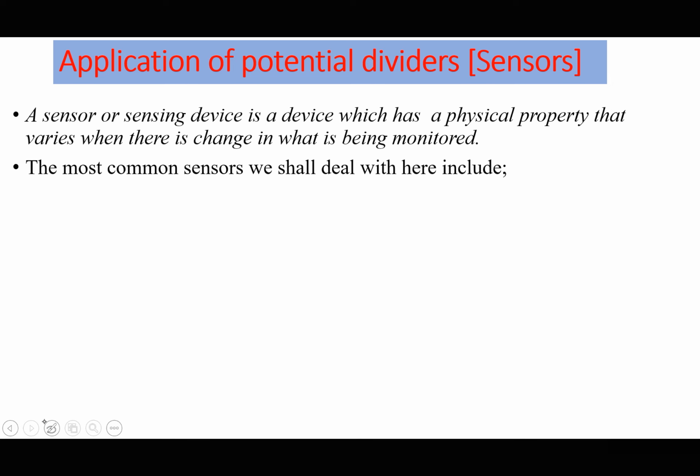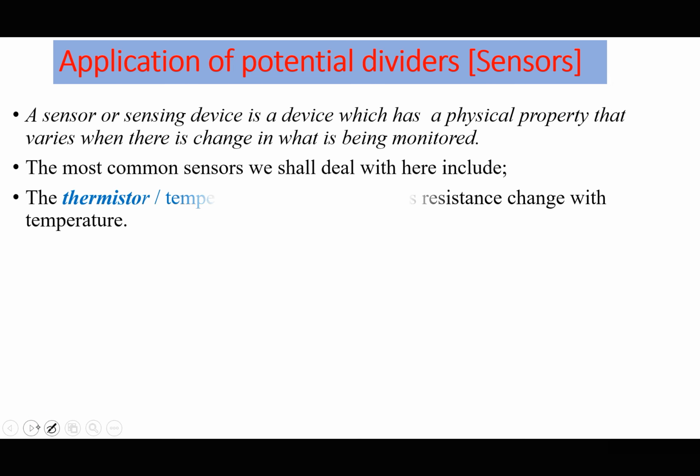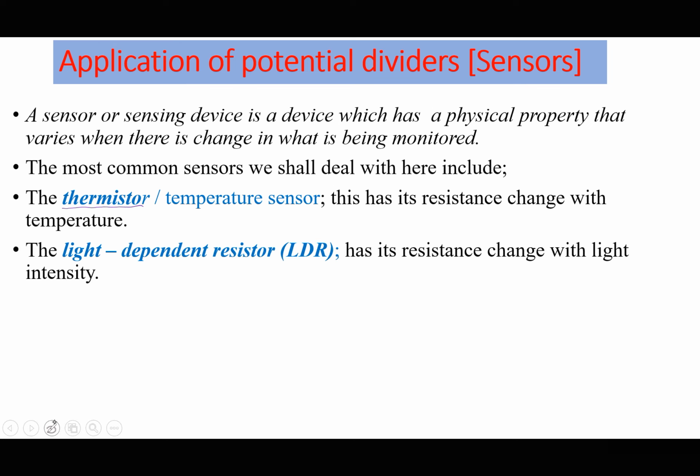So the most common sensors we are going to talk about here, in this AS level physics, will be the temperature sensor, which we already know as a thermistor. And then we also have the light sensor, or the light dependent resistor, which is the LDR. These are going to be our sensors because they have physical properties which change with the change in whatever is being monitored. For example, the thermistor has its resistance, which is a physical property, changing with the temperature. The light-dependent resistor has its resistance changing with the light intensity. So these are going to be called sensors.